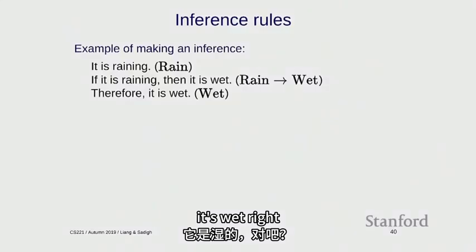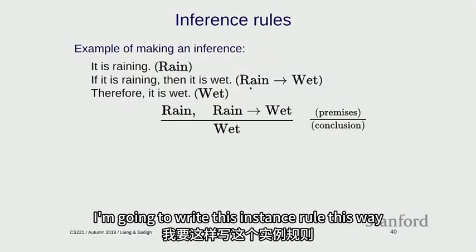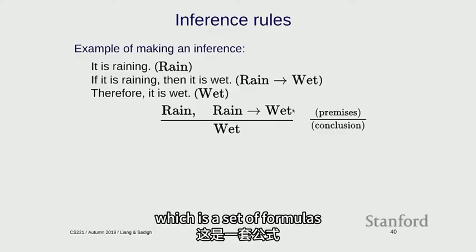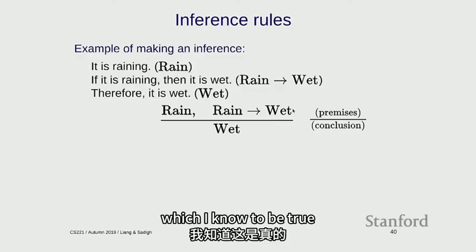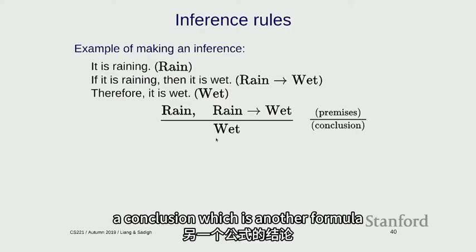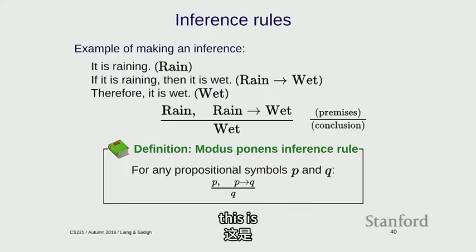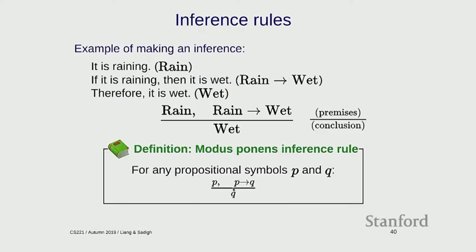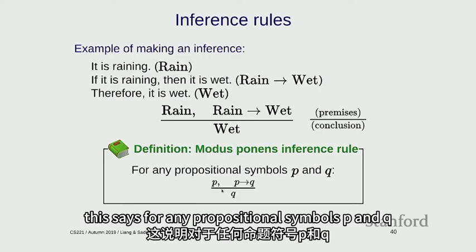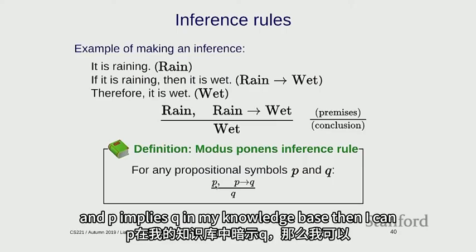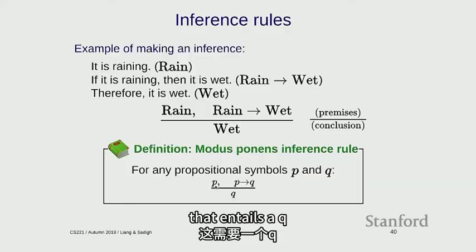It's wet, right? So I'm going to write this inference rule this way, with this fraction-looking thing, where there's a set of premises, which is a set of formulas which I know to be true. And if those things were true, then I can derive a conclusion, which is another formula. This is an instance of a general rule called modus ponens. This says for any propositional symbols P and Q, if I have P and P implies Q in my knowledge base, then that entails Q.